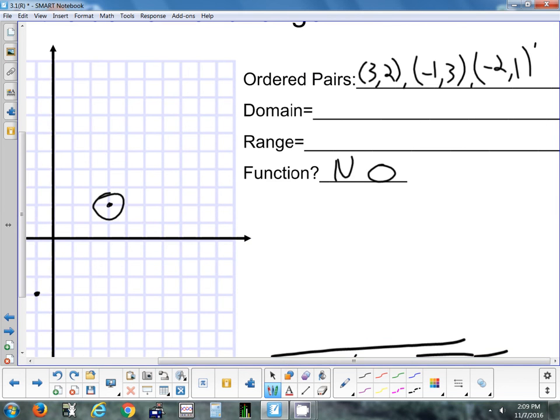Okay, so that's the first step. Just write those down. Now let's do what we did before. What's the domain? It's the x's. How many numbers are in my domain? 4.